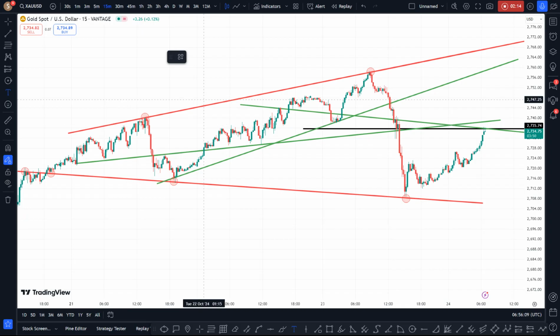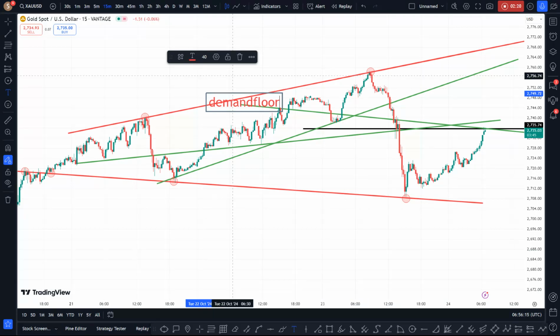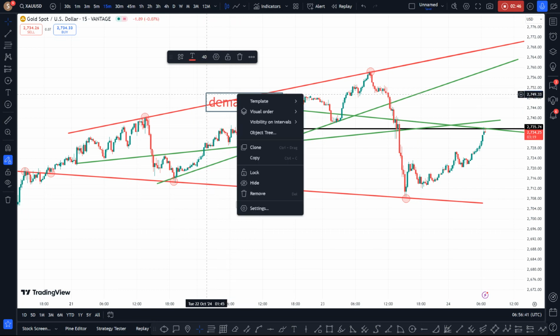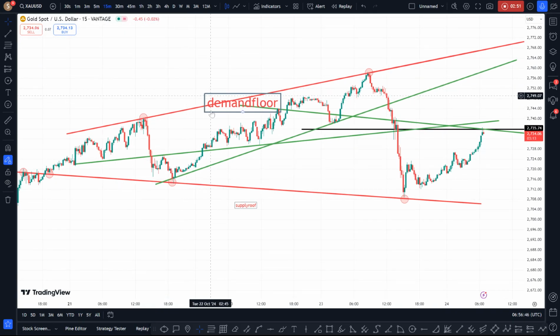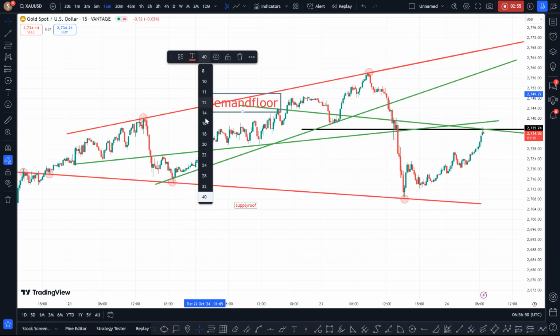So we also like to use the same strategy, demand floor and supply roof. 15 minutes is very important. Always play in 15 minutes. It gives you a clear directional bias. 15 minutes will give you that entry opportunity after starting in a higher time frame. You come down to 15 minutes. 15 minutes is better than 5 minutes and 1 minute. And when you pair it with your RSI divergence, you'll be amazed at what you have done for yourself.